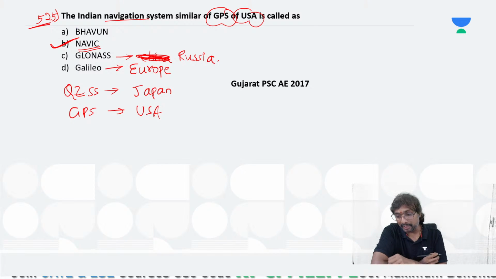But what happens? Then Indian people thought that we have to develop our own navigation system. We should not depend on others. If any future wars come, we cannot rely on America, we cannot rely on Russia, anybody. So we have to develop our own navigation system. That is the reason we started developing our own system.